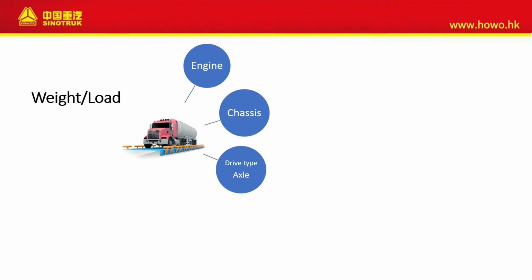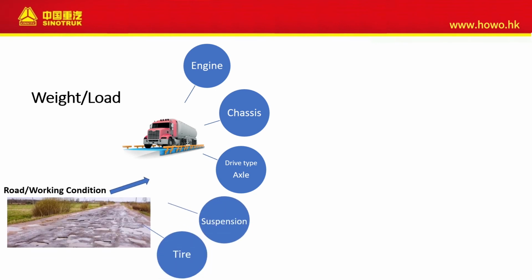Different countries possibly have different policies, but the main rule is if you have more axles, you can transport more goods. The axle configuration is also determined by how many tons it can support. So the more goods you plan to transport, the stronger axles you have to buy or install on the truck. And the next important factor is the road or working condition of the truck.